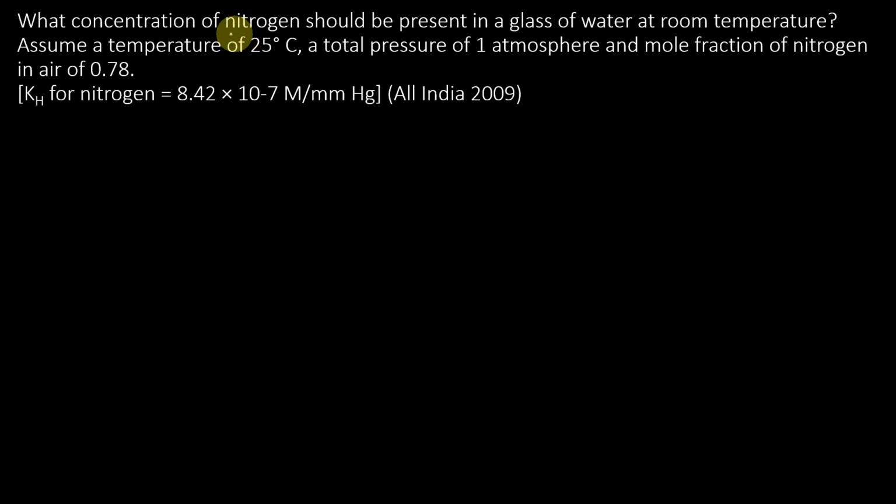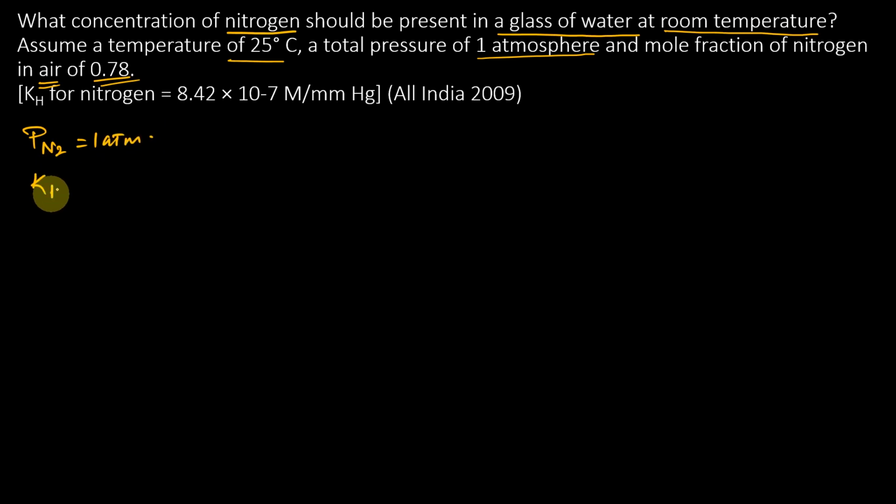What concentration of nitrogen should be present in a glass of water at room temperature? Assume a temperature of 25 degrees Celsius, a total pressure of 1 atmospheric pressure, and mole fraction of nitrogen in air is 0.78. So mole fraction of nitrogen in air, mind you it is in air. Okay, so क्या क्या information है इस question में? Assume a temperature of 25 degrees Celsius, a total pressure of 1 atm. So pressure of nitrogen is considered 1 atm.